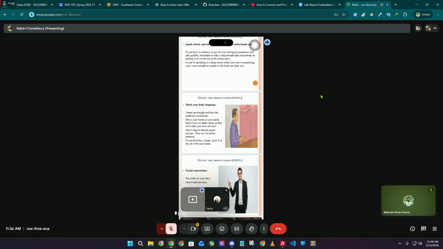Another one is mind your body language. Stand straight. Many people stand bent or hunched, never, just straight. Because when you are standing straight, it shows confidence. Maybe if you get a podium, many people hold the podium in such a way that they feel like they are going to faint, right? But it should not be like that. Even if you are putting your hands on the podium, it should be done in a proper way.